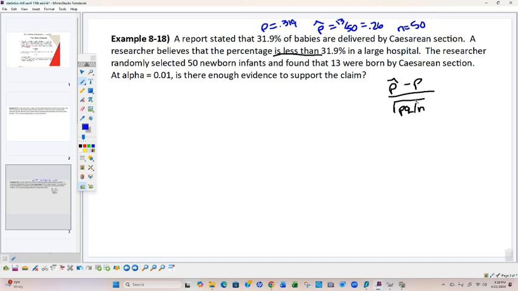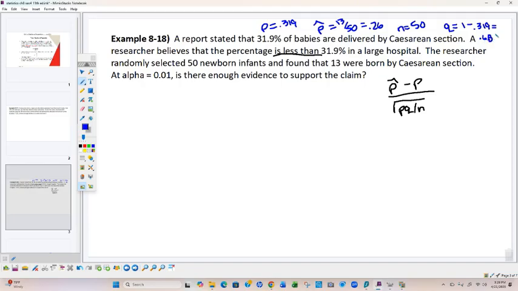Now if you look at this formula, in previous examples, different chapters, we needed q hat. In this case, we don't. We do need q though, so you are going to have to solve for q. If p is 0.319, q is equal to 1 minus p. Let me erase that and fix it. We subtract that 0.319, and we find out that q is equal to 0.681.